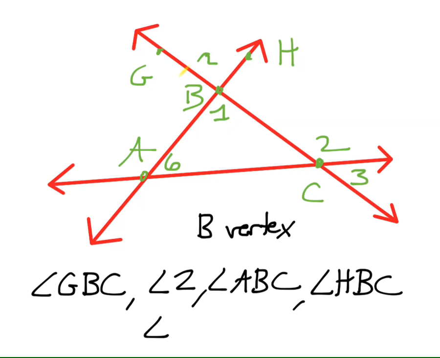So I had HBC, angle GBA. Again, it could be ABG. The middle's just got to be the vertex. Is that all of them?